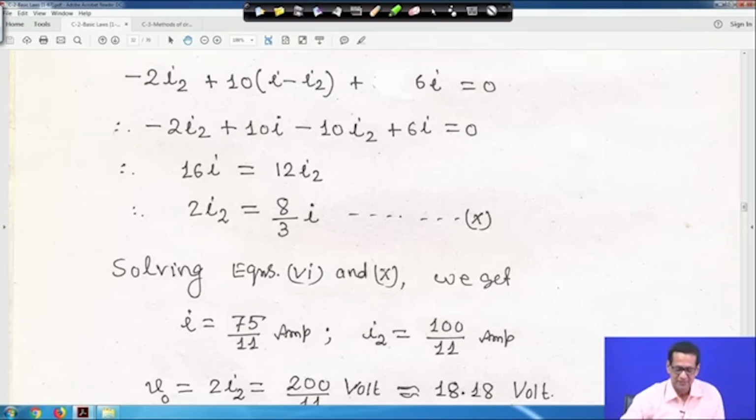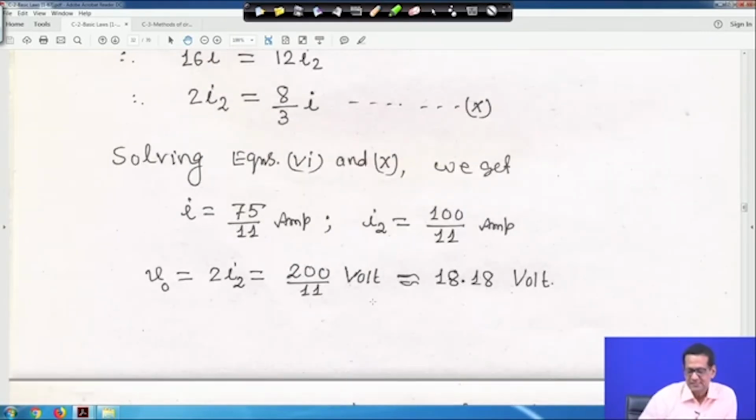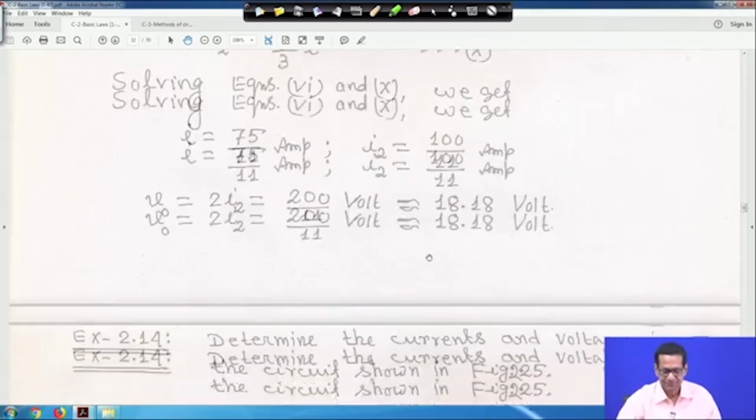Just solving two linear equations, you will get I is equal to 75 by 11 ampere and I 2 you will get 100 by 11 ampere, and V 0 is equal to 2 I 2. So, 2 into 100 by 11, it is 200 by 11 volt, approximately 18.18 volt. So, I is 75 by 11 ampere and V 0 is approximately 18.18 volt. This is the answer.